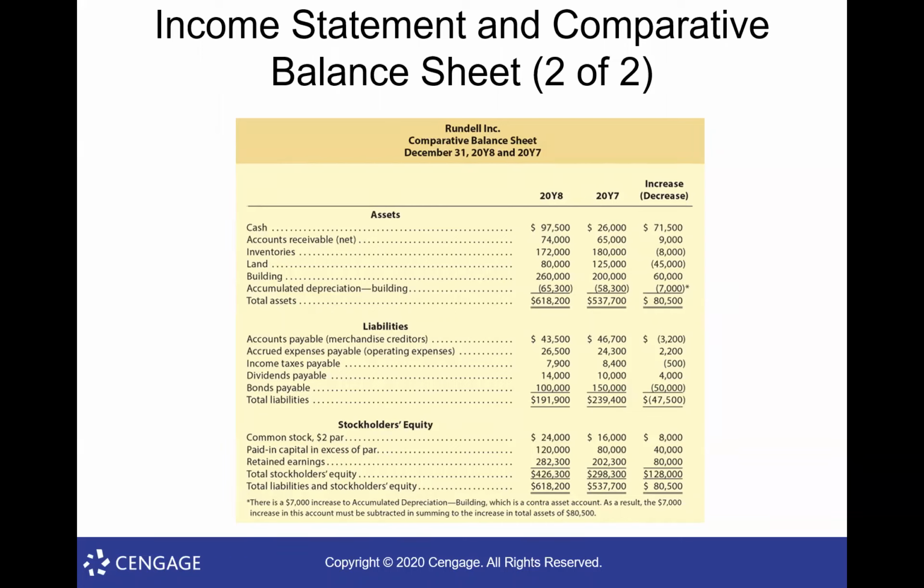So let's look. Their stockholders' equity went up a little. Paid in capital in excess of par went up, so they did issue some stock. That will account for some of the cash they probably have. And their retained earnings went up. Remember, retained earnings goes up with net income, goes down with dividends. So their net income exceeded the amount of dividends they paid out by $80,000 last year. Okay, so you could tell a lot from a comparative balance sheet.